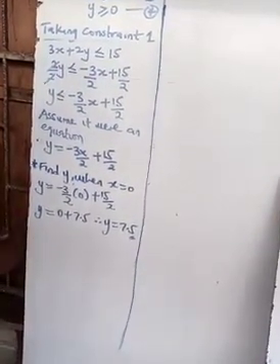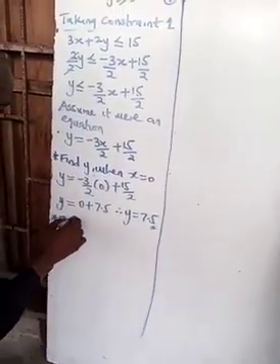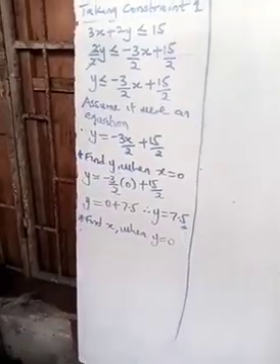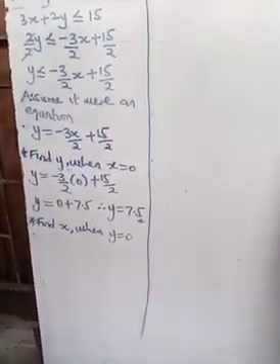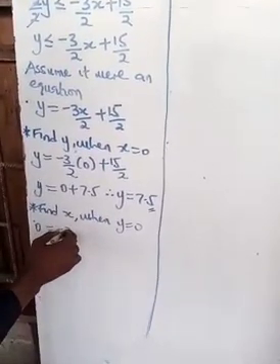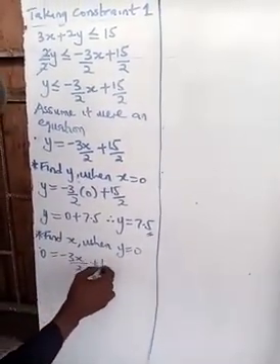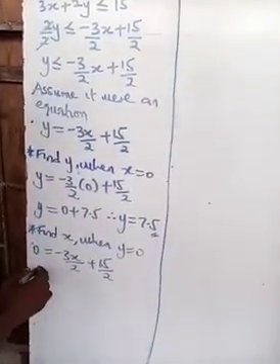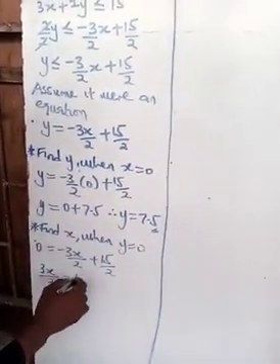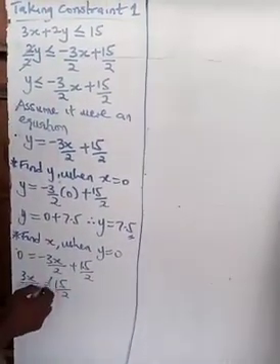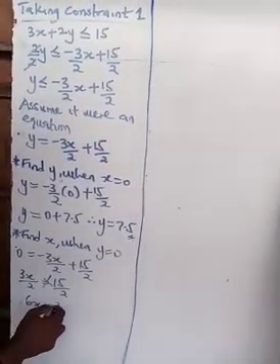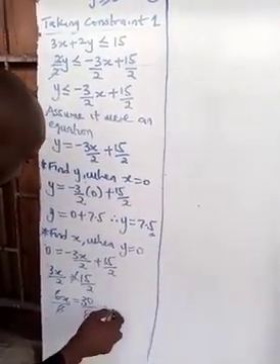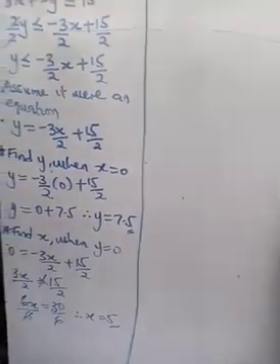Now let's find x when y is 0. Now when y is 0, we are using this equation. So we have 0 is equals to minus 3x over 2 plus 15 over 2. Now if this one comes to this side, we have 3x over 2 is equals to 15 over 2. So if we cross multiply, we have 6x is equals to 30. So if we divide both sides by 6, that means x is equals to 5.